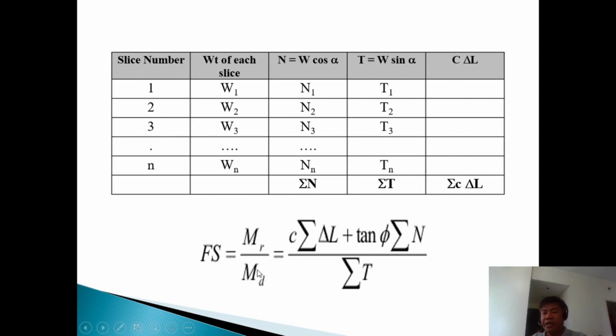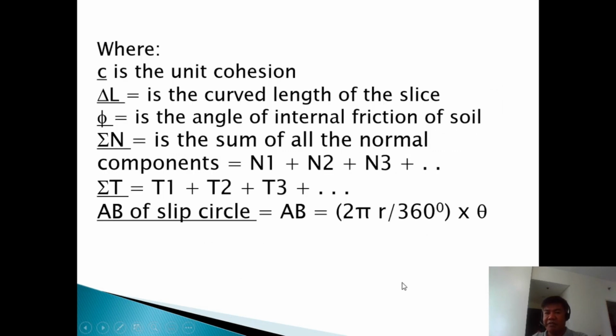So factor of safety is equal to the resisting moment divided by the disturbing moment. So we can have it simplified in this equation. You have the C, the cohesion, you have the tangent phi, which is the angle of internal friction. Then the summation of delta L is actually the arc AB. Then you have the sum of all the normal forces and the sum of all the tangential forces. So that's it. You already have the value of the factor of safety.